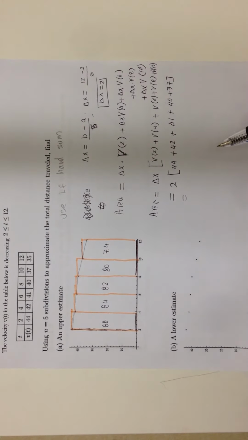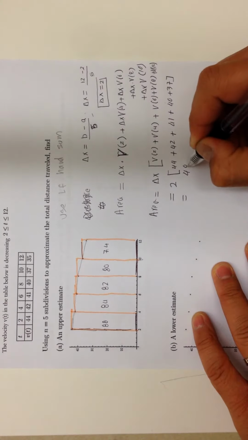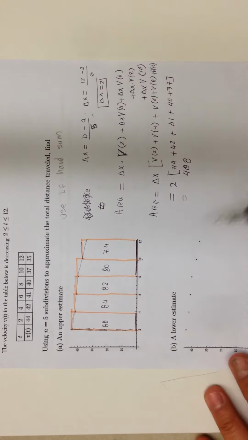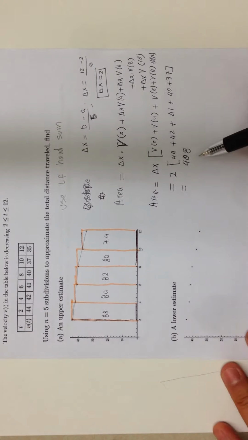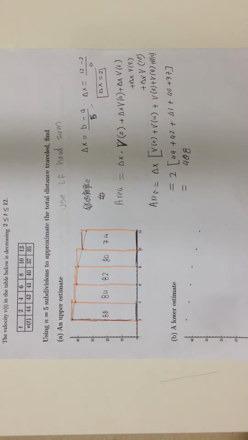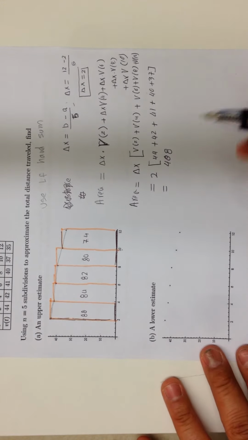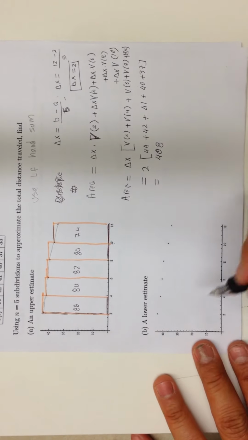So 44 plus 42 plus 41 plus 40 plus 37. And then multiply that by 2. 204 times 2. That gives me 408. Okay. So the distance traveled from 2 to 12 seconds, given the velocity, is a little bit less than 408 because we're upper estimating. Now, same thing to this problem, but we're going to try to do a low estimation.